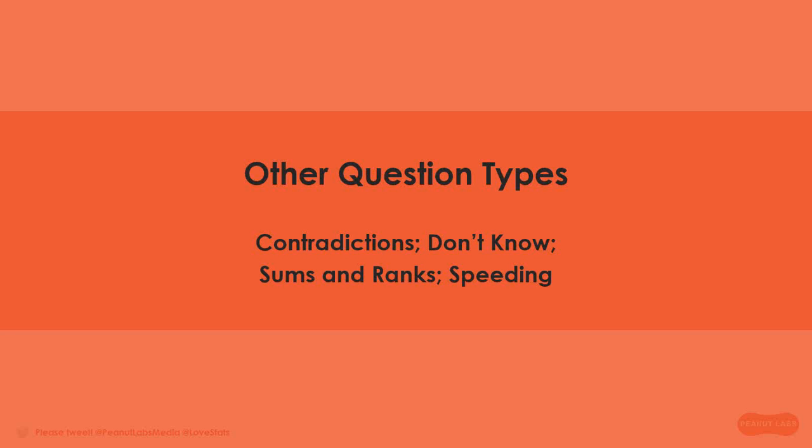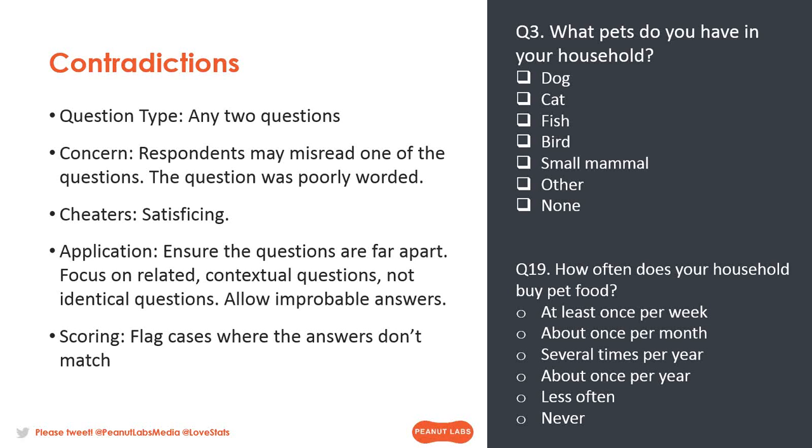All right, now there are a number of other types of questions that we can attach data quality measures to, so let's have a look at those. First, let's look at contradictions, which are among the trickiest measures to implement.